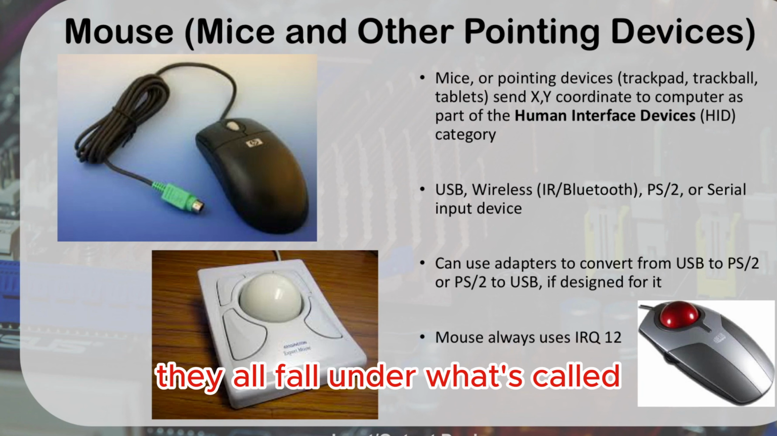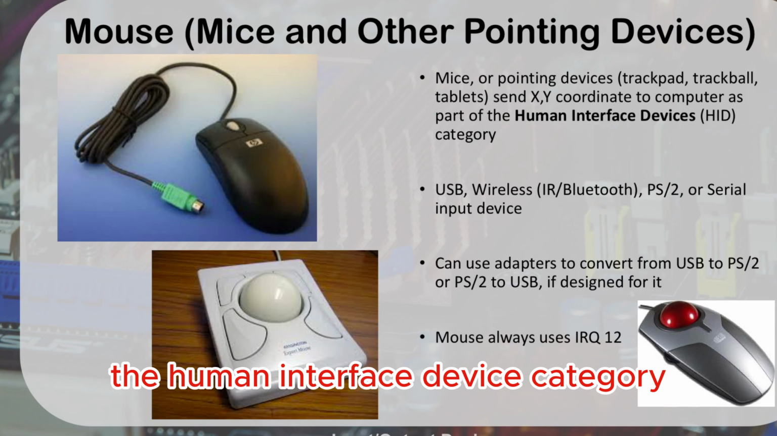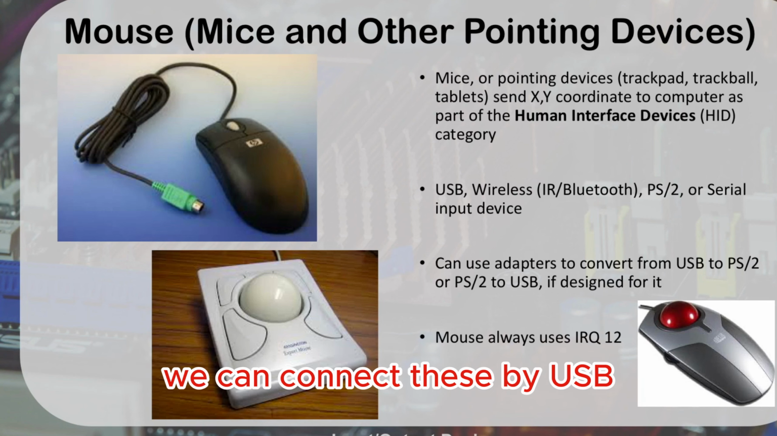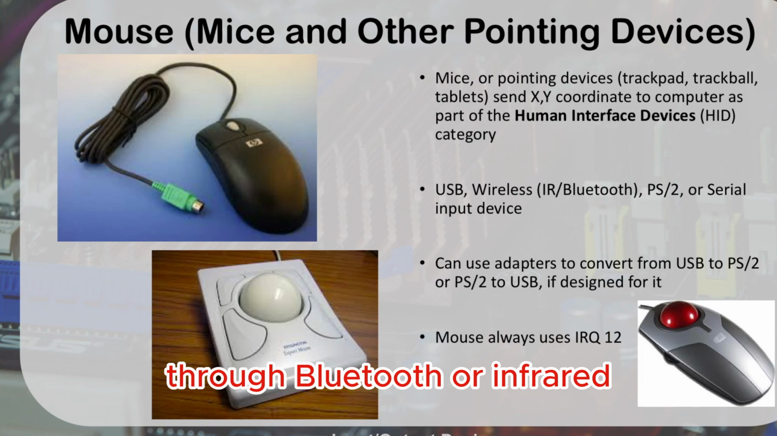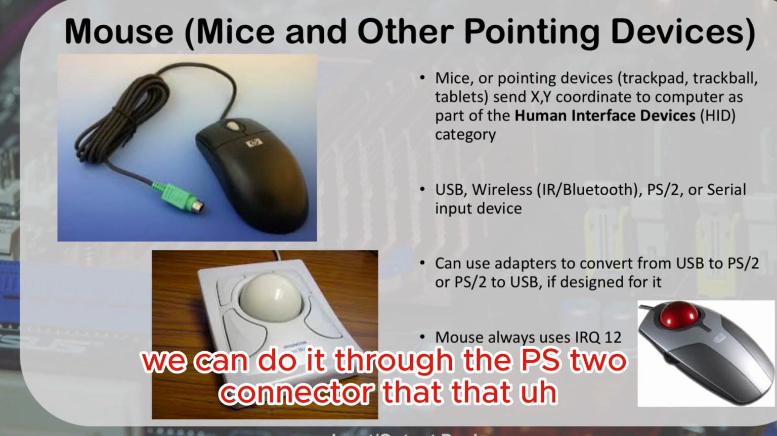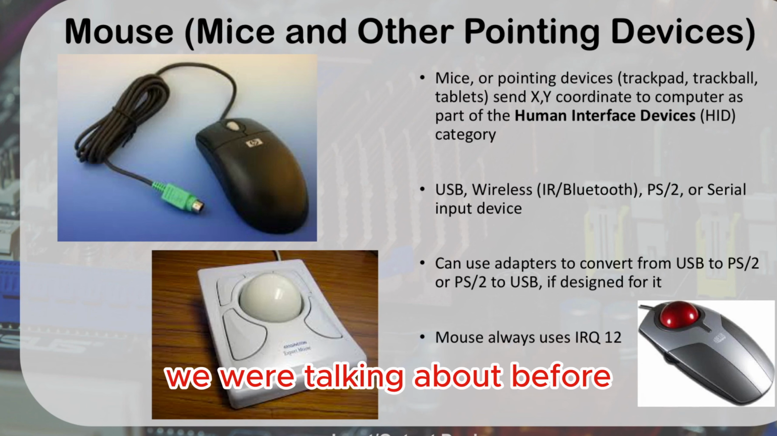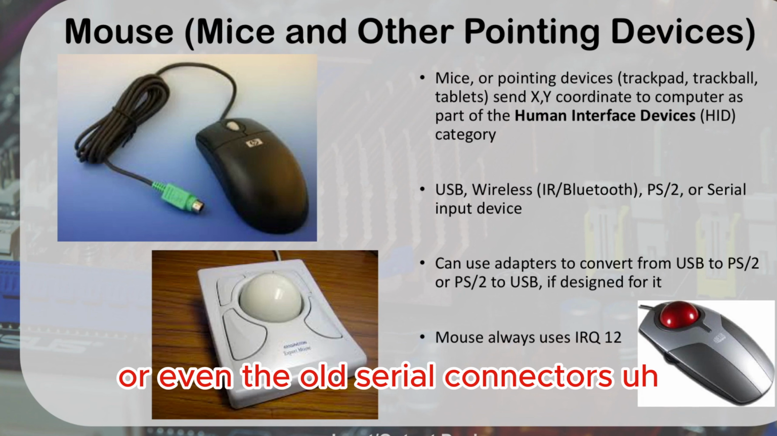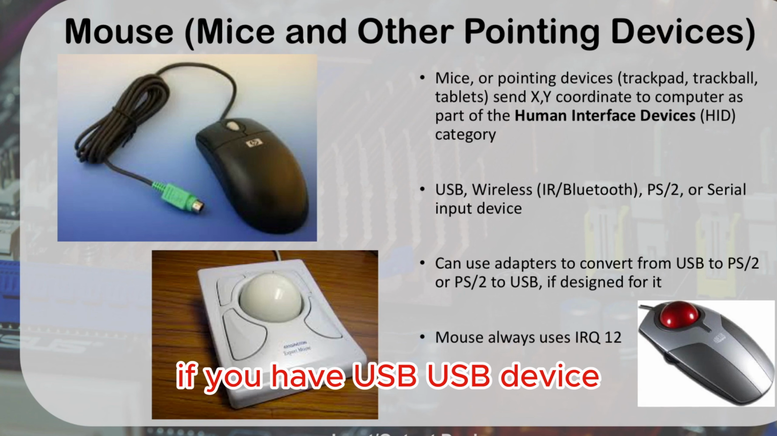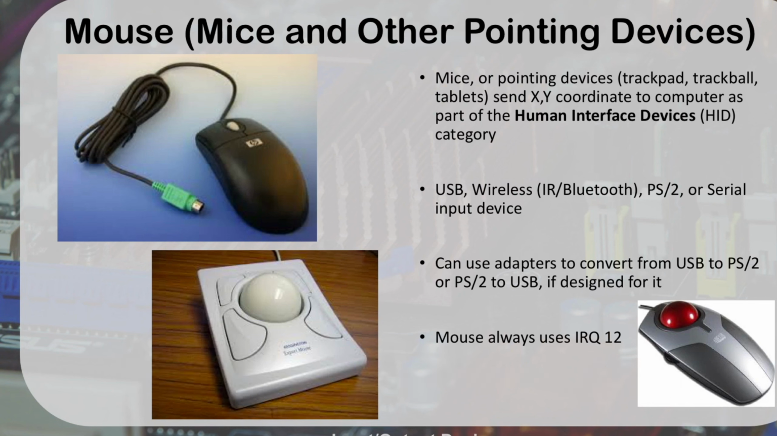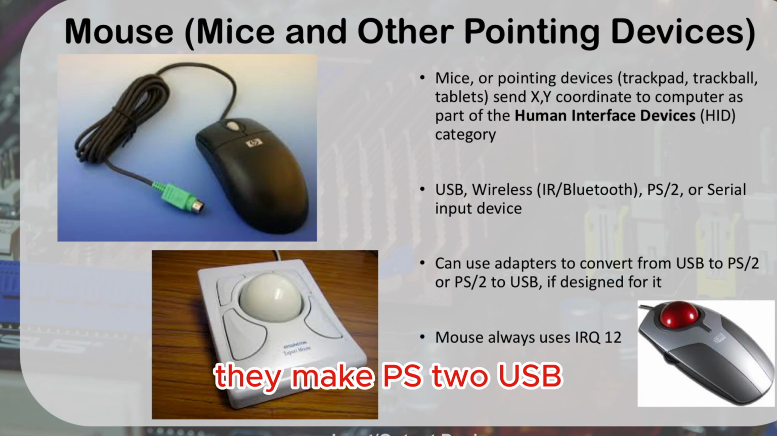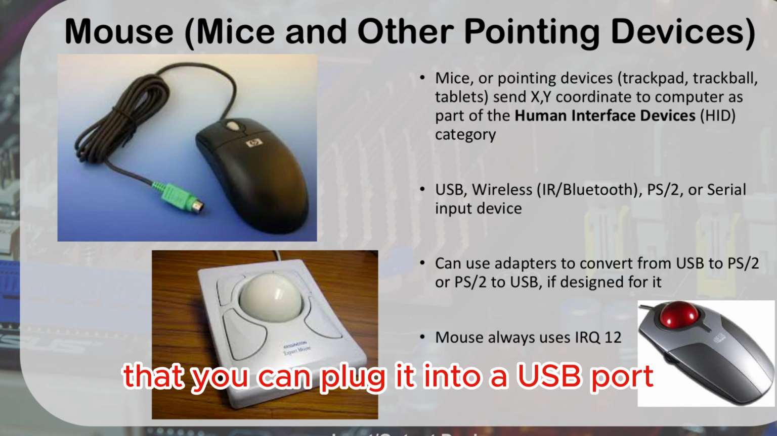They all fall under what's called the human interface device category in Windows. We can connect these by USB. We can do it through wireless, through Bluetooth or infrared. We can do it through the PS2 connector, those green and purple connectors we were talking about before, or even the old serial connectors. If you have a USB device, but only a PS2 connector on your motherboard, you can get an adapter that will let you connect those together. Same thing if you only have a PS2 device. They make PS2 to USB adapters so you can plug it into a USB port.